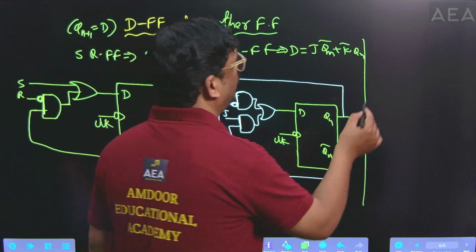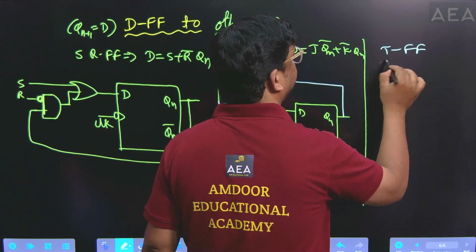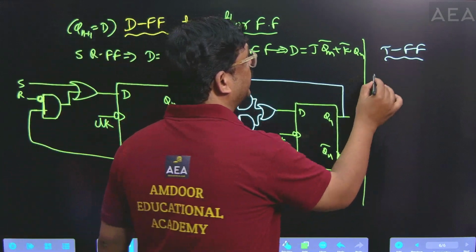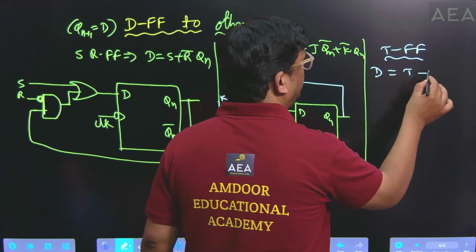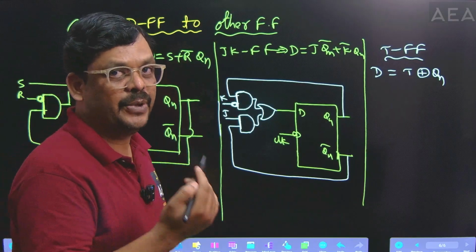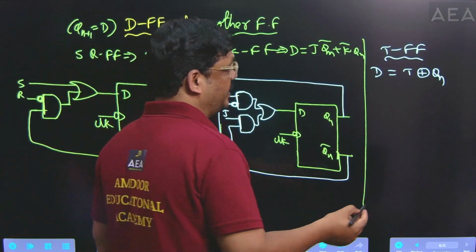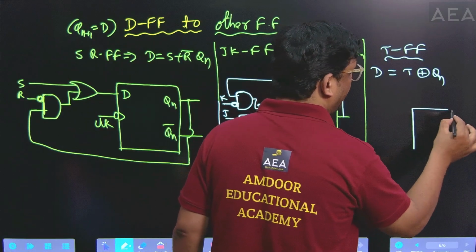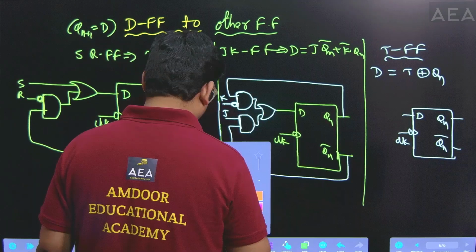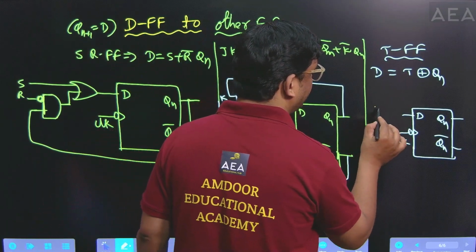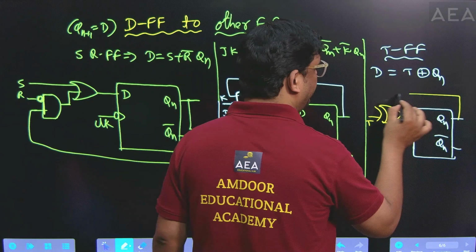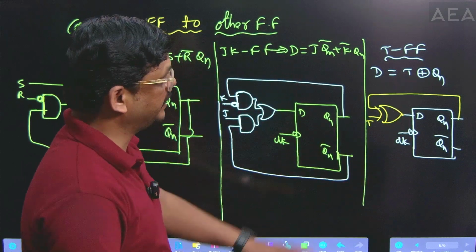And similarly, I want to convert to toggle flip-flop now. Delay flip-flop to toggle flip-flop. To convert delay flip-flop to toggle flip-flop, just write D is equal to T XOR Qn, because the characteristic equation of toggle flip-flop is T bar Qn plus T Qn bar, which is the XOR operation. So that's why it requires one external XOR gate. Before this flip-flop, I want to draw one XOR gate here. For this XOR gate, one input should be T and another input should be Qn. So finally, this flip-flop acts as a toggle flip-flop.